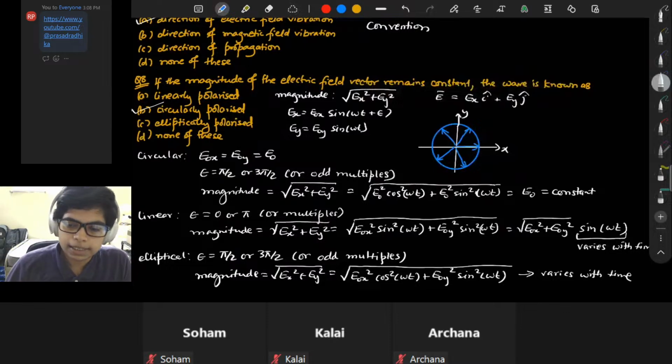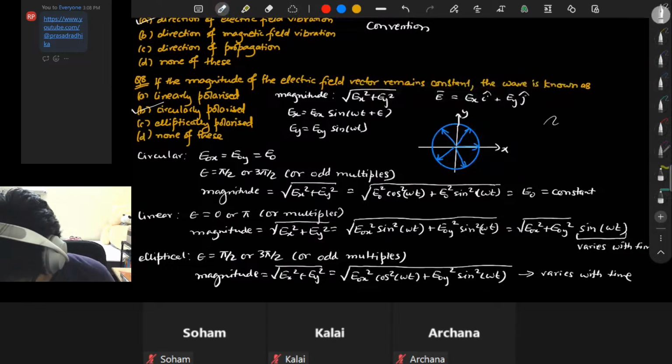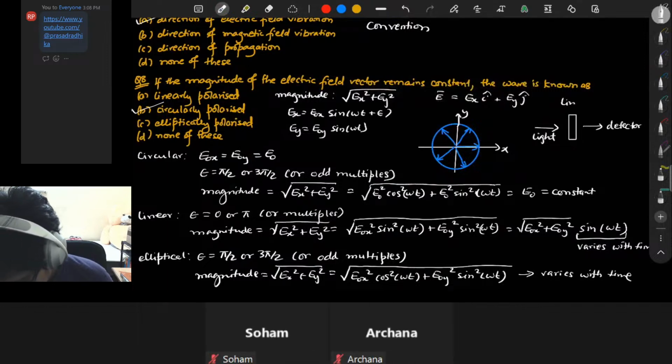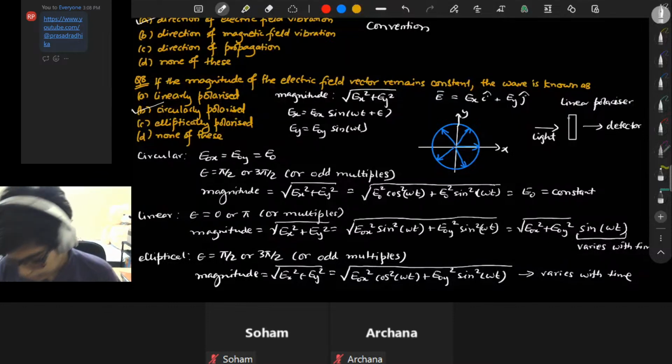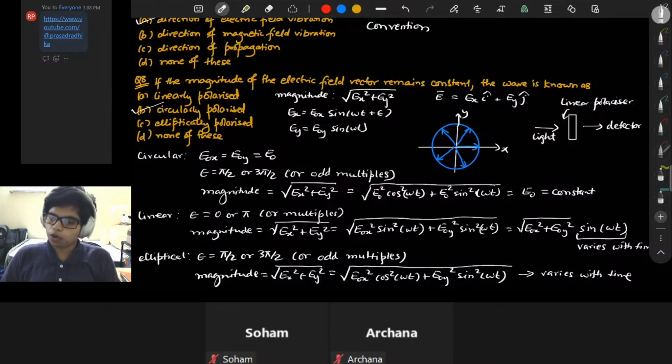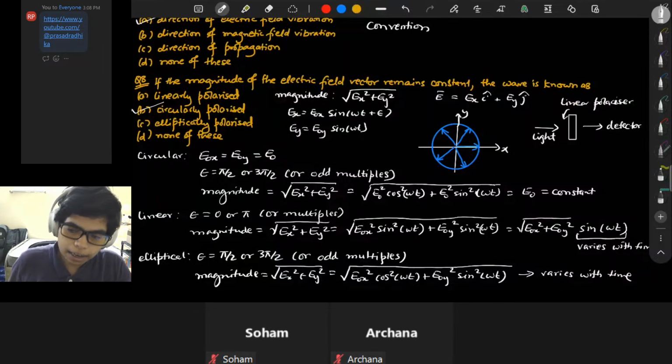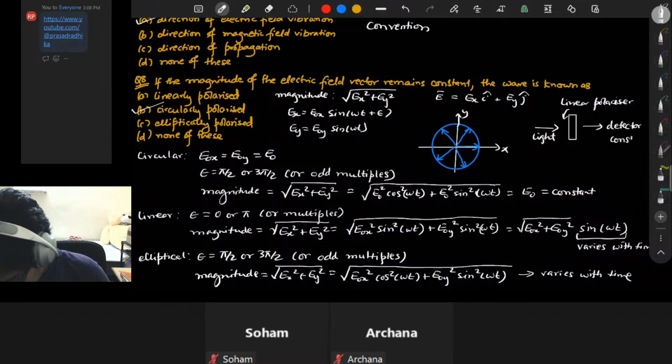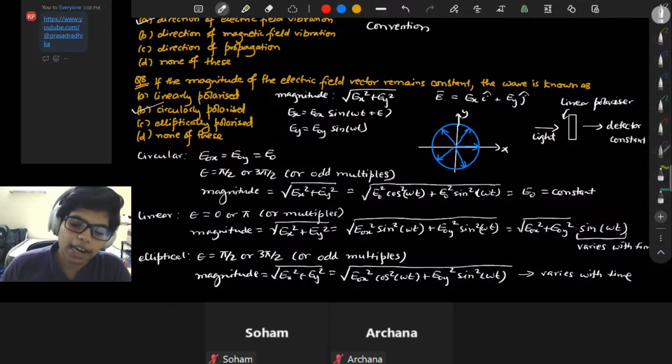And how you can check this is, let's say you have a linear polarizer. If you keep a linear polarizer and then measure the intensity output, let me draw this diagram. Let's say you have light coming in, and you have a linear polarizer, and then you have light going out, and then you have a detector. Okay, this is the linear polarizer. If you rotate this linear polarizer, the intensity output at the detector will remain constant. If this intensity at the detector is constant, then you have circularly polarized light.